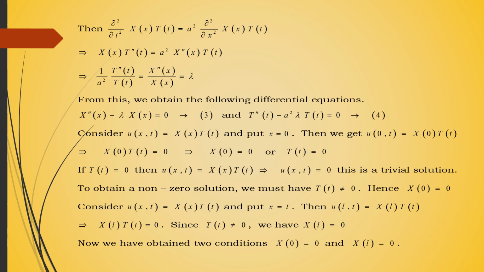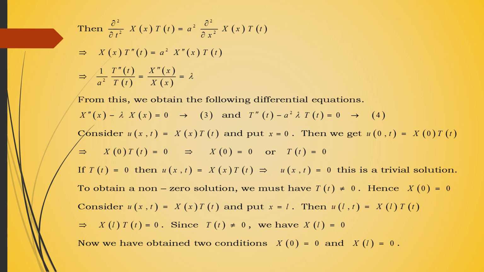Consider u(x,t) = X(x)T(t) again. Substitute T(t) = 0 here. Then u(x,t) = X(x)T(t) becomes u(x,t) = 0. We obtain a trivial solution. We want a non-zero solution. To get a non-zero solution, T(t) must not be 0. So we must have X(0) = 0. Remember this condition.